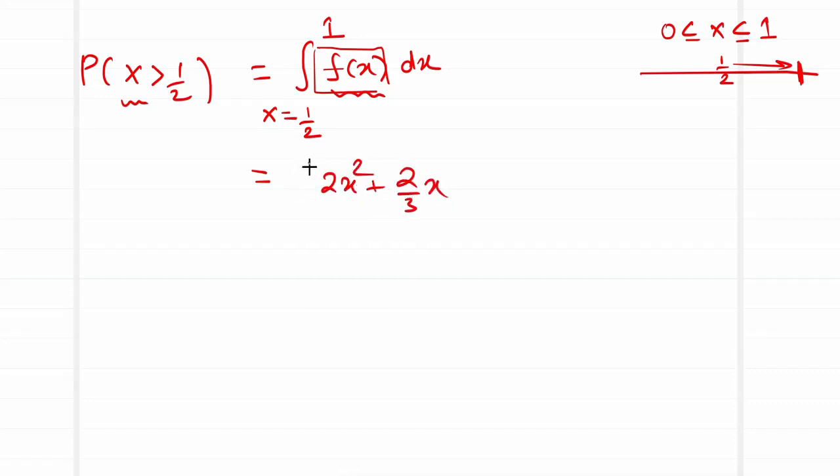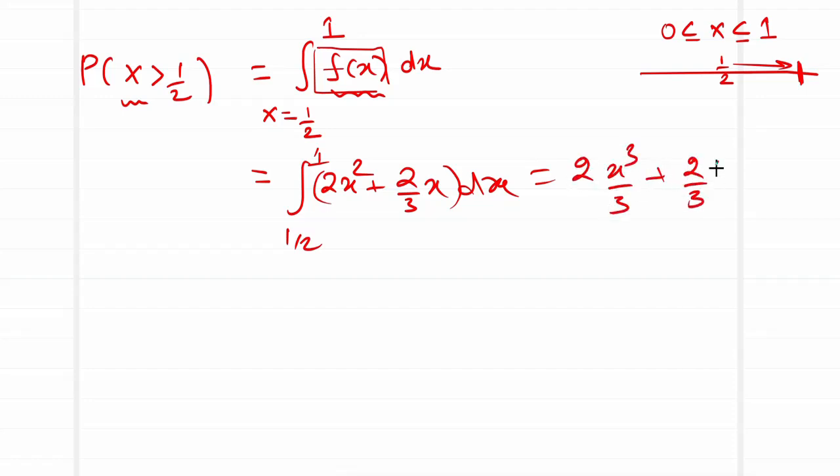Now integrate between the limits half to 1, dx. So now we can integrate the function. 2 is a constant, x cubed divided by 3, plus 2 by 3 is a constant, x on integration is x square by 2, between the limits of 1 and half. So this 2 and 2 can be cancelled off over here.